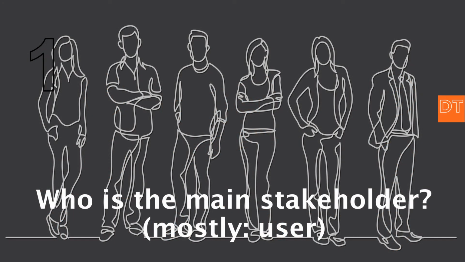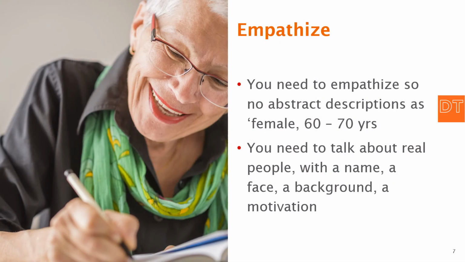The first step is you have to decide for whom you are designing. And this mostly is a user, the user of a product or a service you're developing. However, it's also possible that there are other stakeholders that are even more important than just the user. In those cases, you have to design for your core stakeholder, for instance, a client. Let's stick with the user.